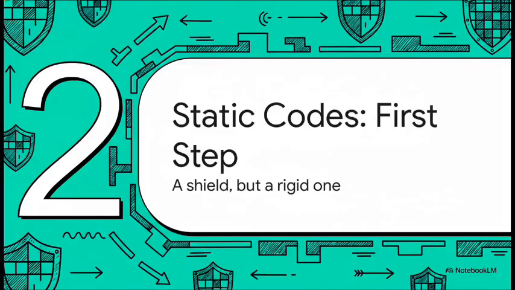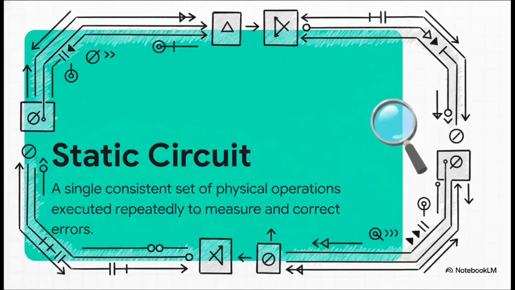Now, the first huge breakthrough in building this quantum safe was something called the static surface code. And listen, it was a massive milestone. It proved error correction wasn't just a fantasy, but as we're about to see, that shield it created was, well, a little too rigid. So what do we even mean by static here? It basically means the quantum computer runs one single unchanging set of instructions over and over and over again. It's a fixed routine, and its only job is to constantly check for errors and fix them.